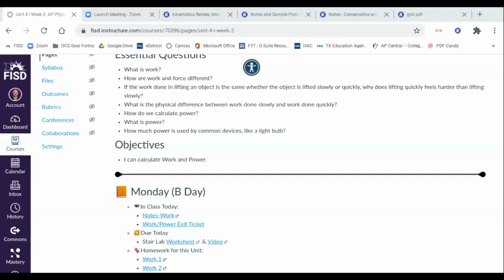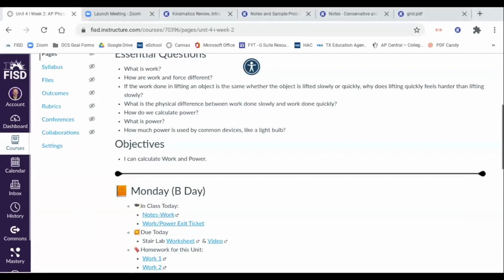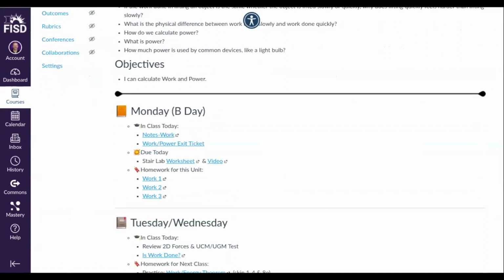Okay, I'm going to start with Canvas: where we are, where we're going, and what we have done. This is Monday, B Day. This is talking about the beginning of this week. Last week we were Friday, A Day, and you can see work 1, work 2, work 3. Those worksheets are now due. Not due this minute, this class period, but before next class.